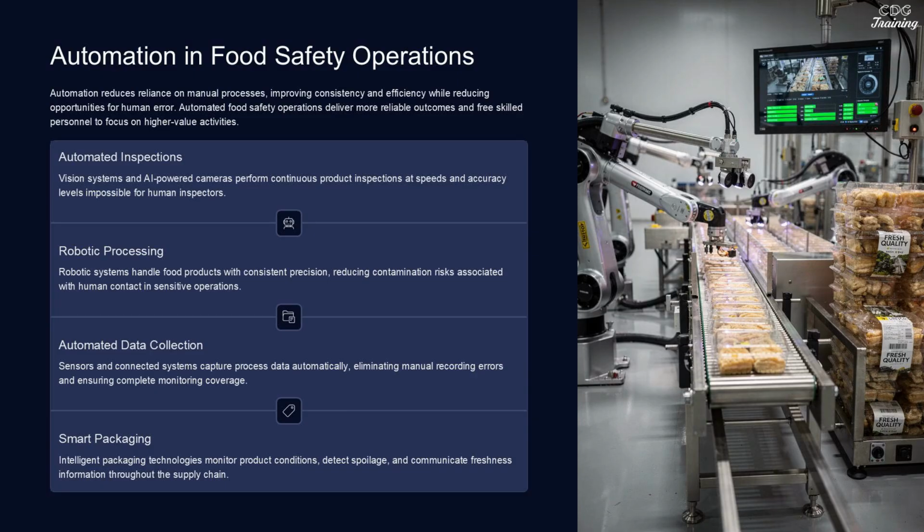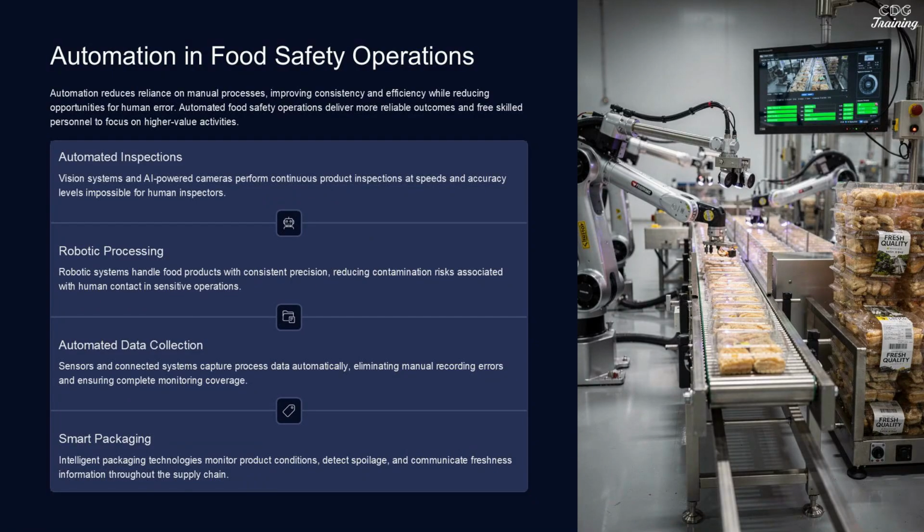Automation reduces reliance on manual processes, improving consistency and efficiency while reducing opportunities for human error. Automated food safety operations deliver more reliable outcomes and free skilled personnel to focus on higher value tasks. Automated inspections: sensors and AI-powered cameras perform continuous product inspections at speeds and accuracy levels impossible for human inspectors.